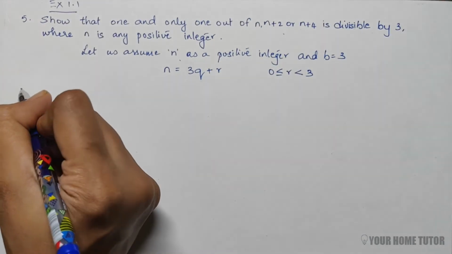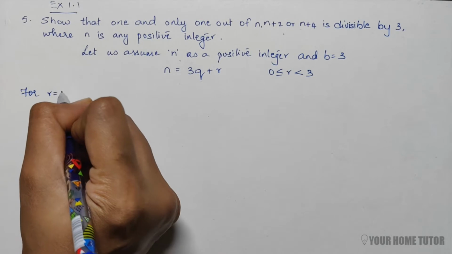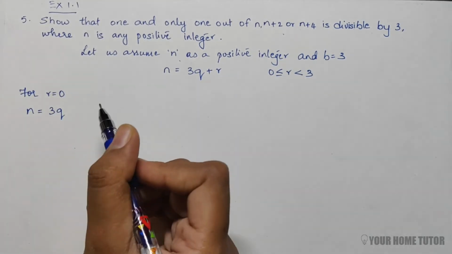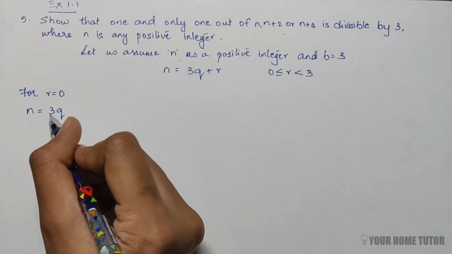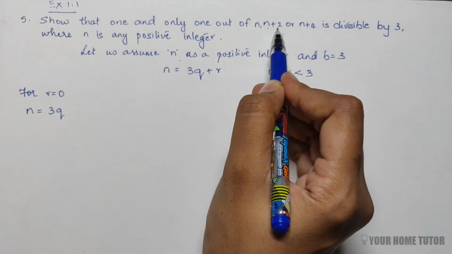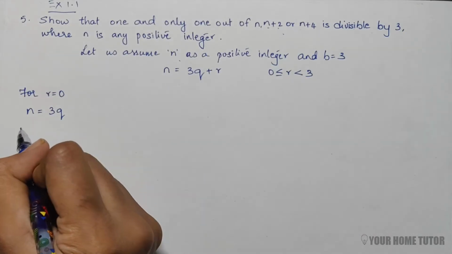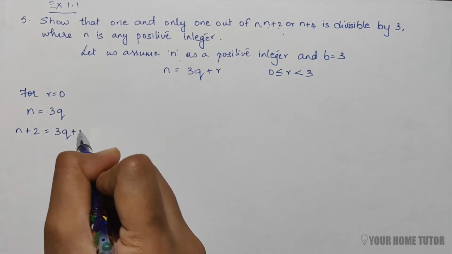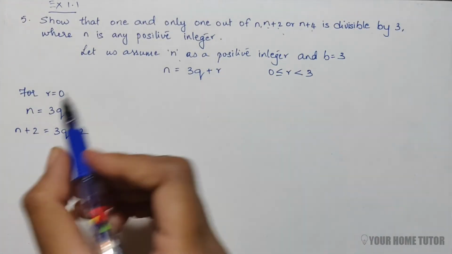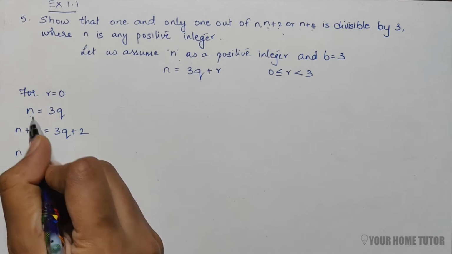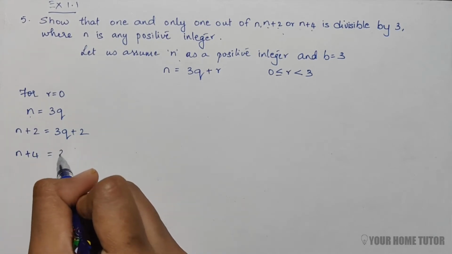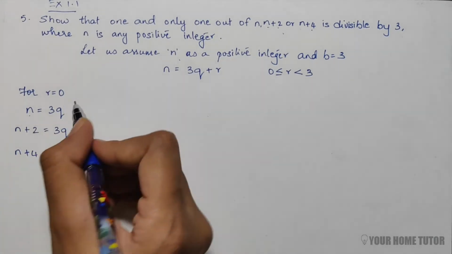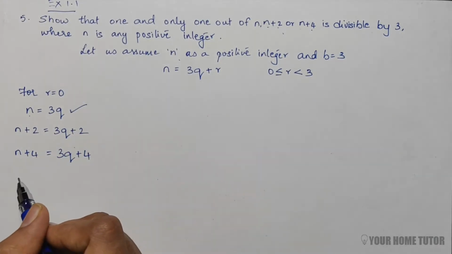Now if we consider r equal to 0, n is equal to 3q. So for n equal to 3q, this is divisible by 3. Now next, n+2. If we add 2 on both the sides, the equation would become n+2 equal to 3q plus 2. Similarly, for n+4, our equation would become n+4 equal to 3q plus 4. Here we can see that only n equal to 3q is divisible by 3.